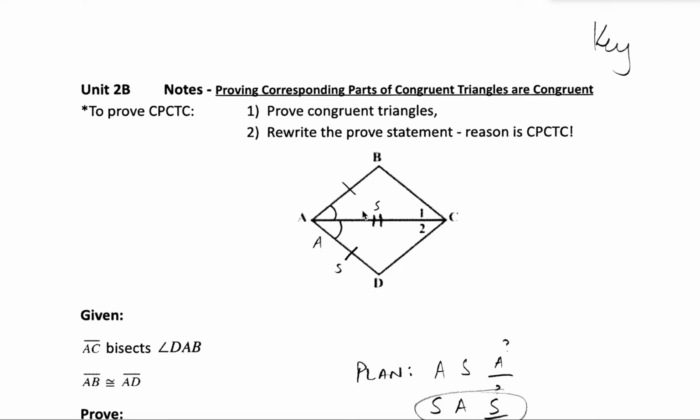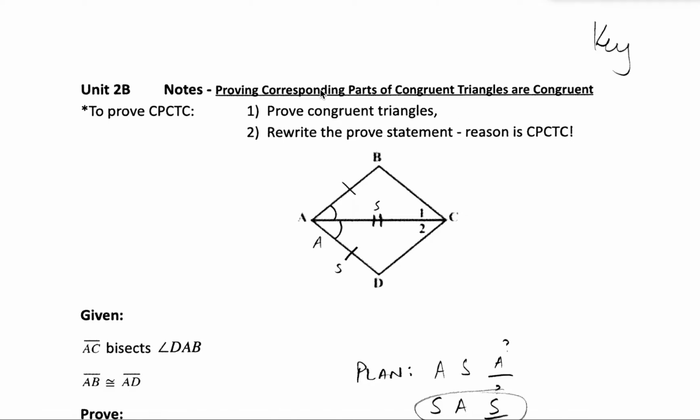In this video, we're going to be proving that corresponding parts of congruent triangles are congruent. So hopefully at this point you understand how to prove that triangles are congruent. We're going to add one more step to that kind of a proof. Once we've established that we have two congruent triangles, then all of their corresponding parts must be congruent. And so we're going to add that last line to our proof.